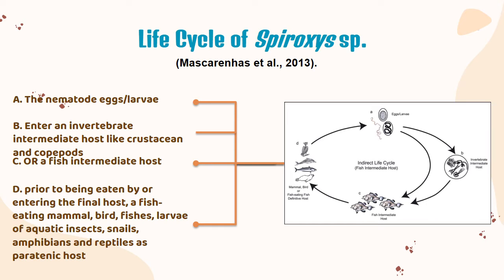Life cycle of Spiroxys sp., Mascarenhas et al. 2013. A. The nematode eggs or larva. B. Enter an invertebrate intermediate host like crustacean and copepods. C. A fish intermediate host. D. Prior to being eaten by or entering the final host, a fish-eating mammal, bird, fish, larva, or of aquatic insects, snail, amphibians, and reptile as paratenic hosts. This is a picture about the life cycle of Spiroxys sp.